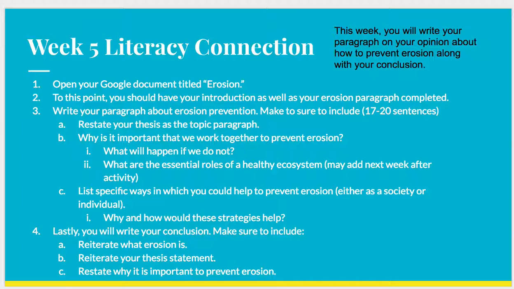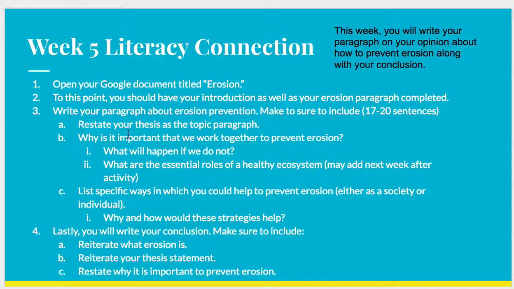Most of this paragraph you should have already completed in your presentation if you already did that. This paragraph should be 17 to 20 sentences long, so this is a pretty long paragraph. And the first thing that I want you to do is restate your thesis as the topic paragraph. Remember, that was from your introduction. So that's already one sentence right there.